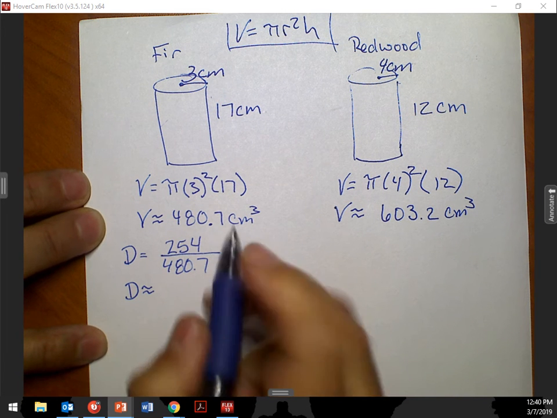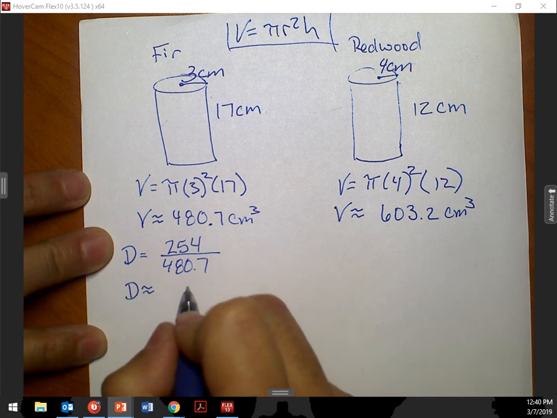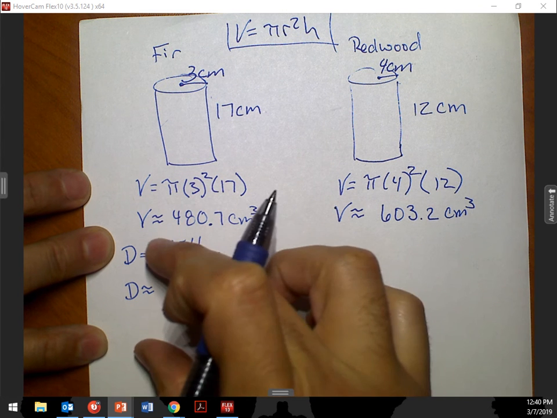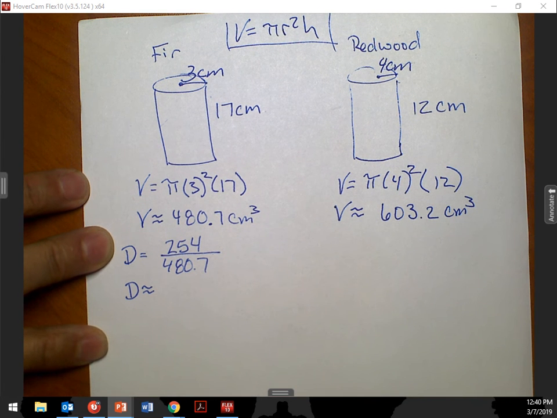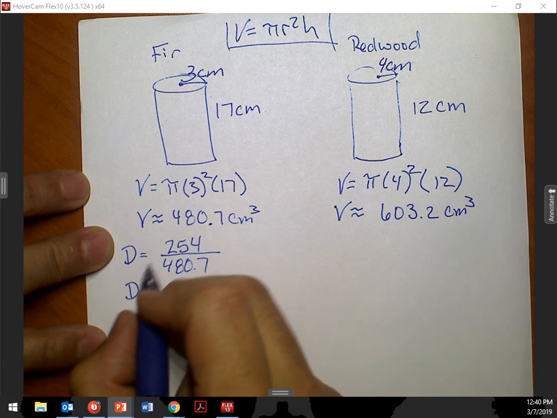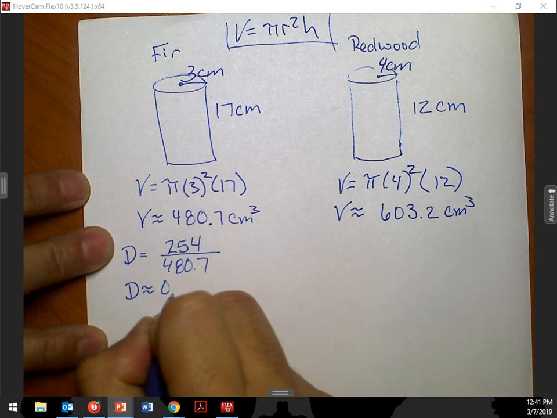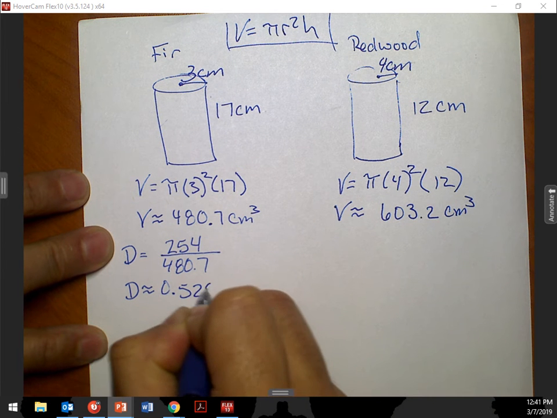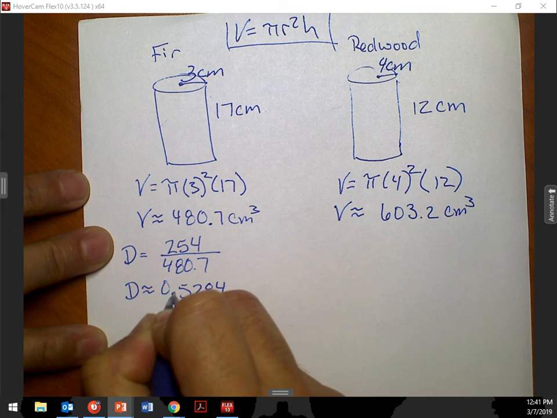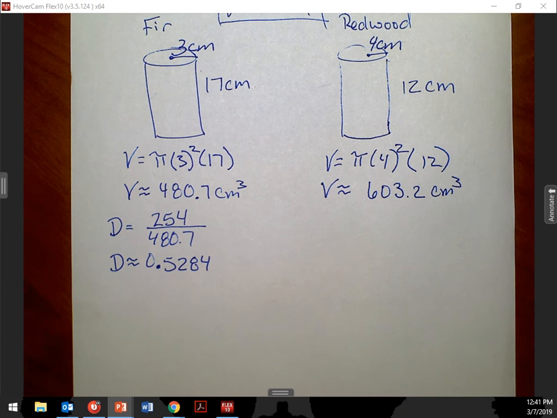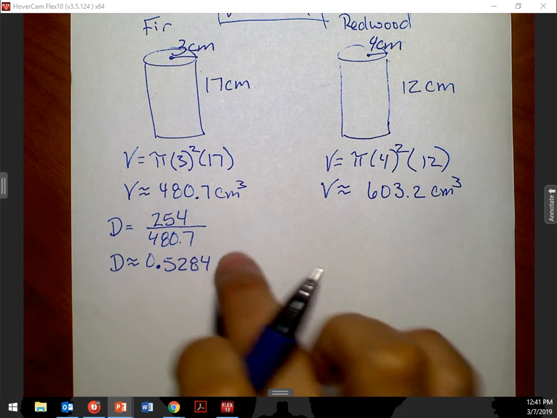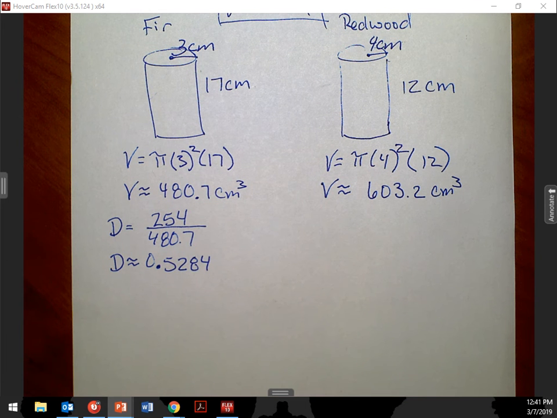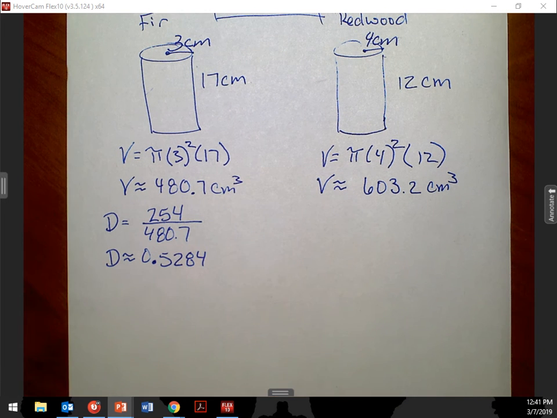So I'm going to round off a couple of these, just so you guys can see, because when we're talking about more and more decimal places, they're actually important. So you'll see why here in a minute. 0.5284, and this is mass divided by the volume. So the density is a ratio of mass divided by volume.